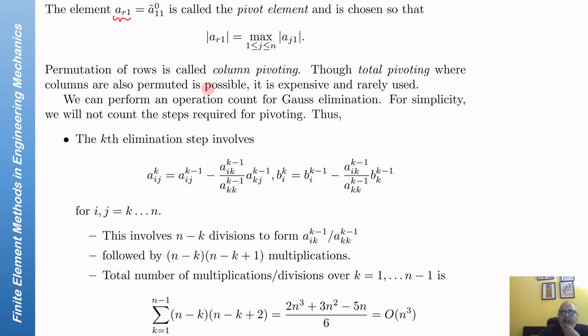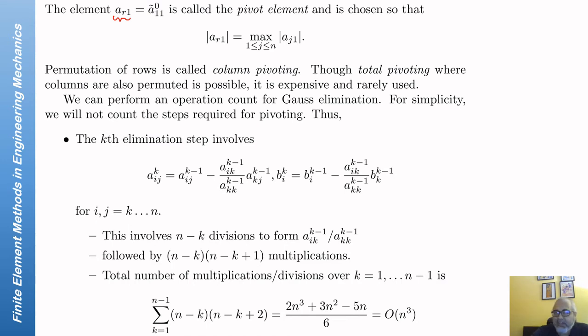Now, what we are doing is called column pivoting. We are permuting rows. It is also possible to do total pivoting and swap rows as well as columns, but it's an expensive process and it's rarely used. Now we are in a position to calculate the number of operations, especially multiplications and divisions, necessary in the Gauss elimination process.